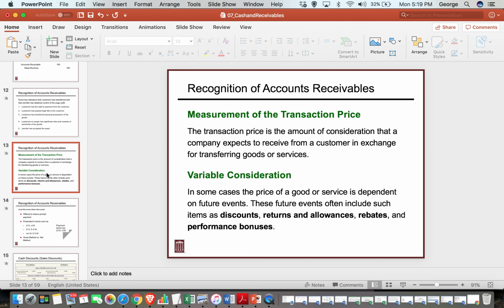All right, recognition of accounts receivable, measurement of the transaction price, so that's the amount of consideration the company expects to receive from the customer. Variable consideration, in some cases, the price of a good might be dependent on future events. So there may be a discount, there may be a return allowance, there may be a rebate, there may be a bonus. So we'd have to take that into consideration when determining the transaction price.